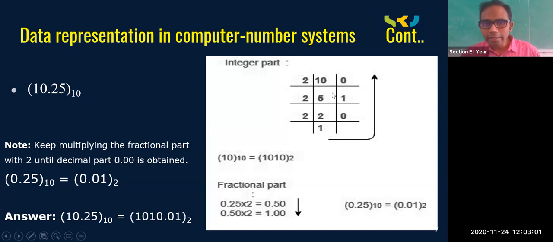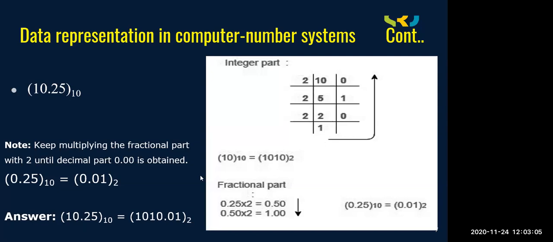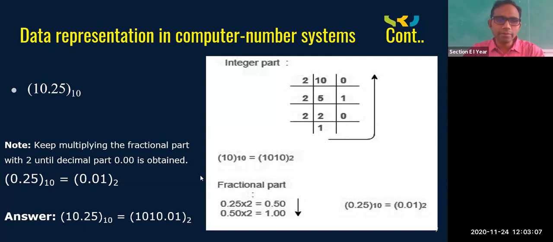Then once you get the remainders, they must be collected from bottom to top. Bottom to top. First take 1, then 0, then 1, then 0. So that is the binary equivalent of 10. 10's binary equivalent is 1010. Then you are going to write base 2.